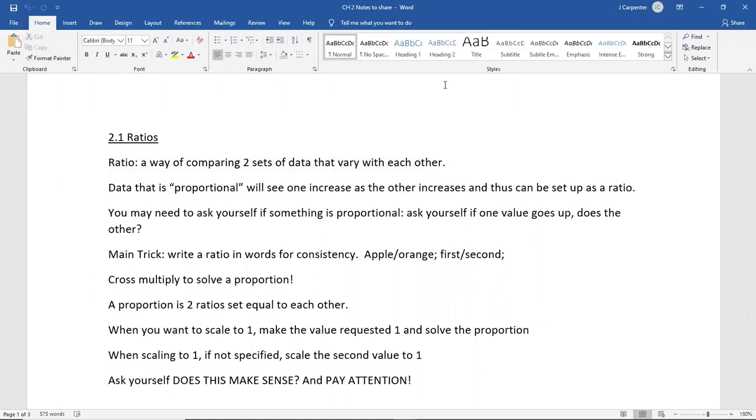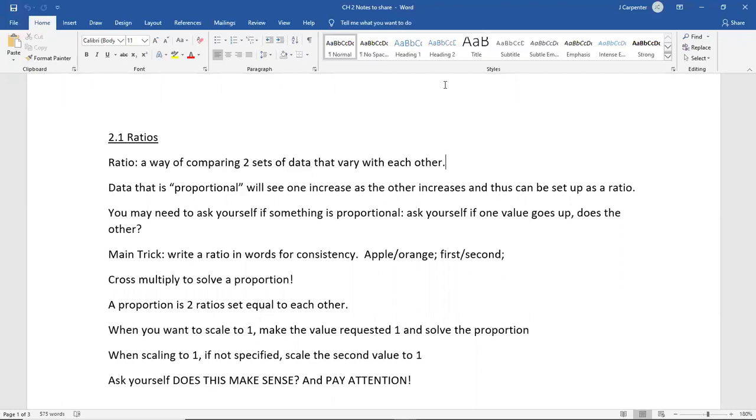So you're comparing apples on Monday to apples on Tuesday. I don't know, but you can compare the same type of data, but more often than not, we're comparing apples to oranges. So data that is proportional, that other word we've talked about, we'll see one increase as the other increases, and thus can be set up as a ratio. So anything that's proportional can be set up as a ratio. Anything that's a ratio can be set up as a proportion. It's a two-way street.